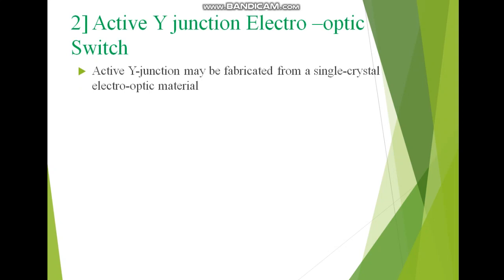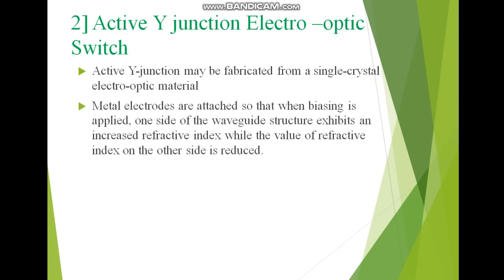The active Y-junction can be fabricated from a single crystal electro-optic material. Here we are using electrodes to which we provide biasing, placed near the optical fiber. That is my active Y-junction electro-optic switch. Metal electrodes are attached so that when biasing is applied, one side of the waveguide structure exhibits an increased refractive index while the refractive index on the other side is reduced. The light beam is therefore deflected towards the region of higher refractive index.